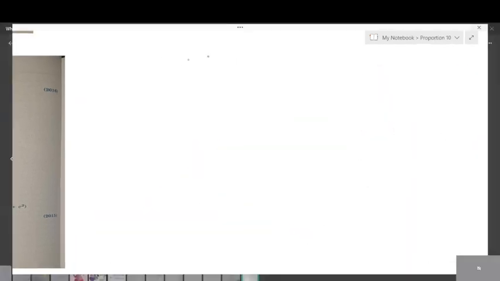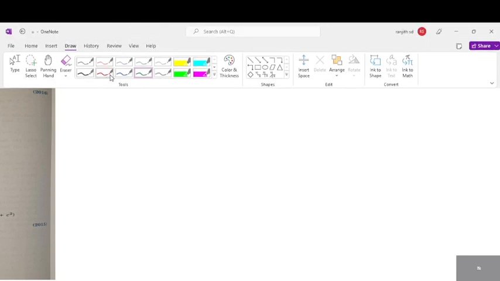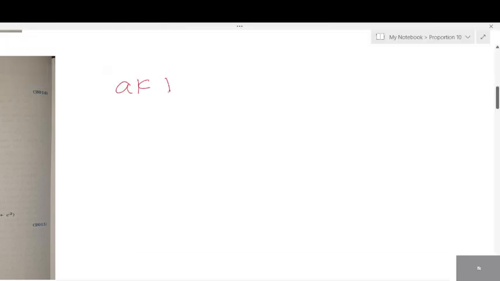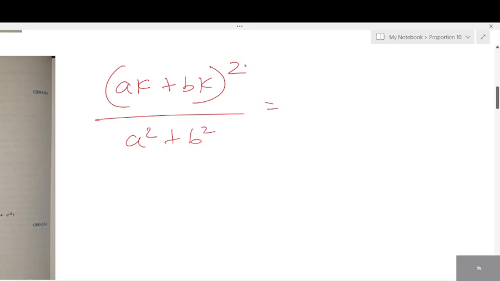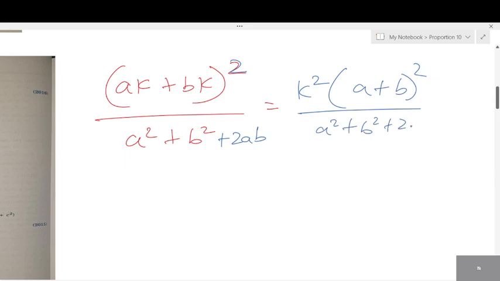Next, you'll get it like this. Once you substitute, ak plus bk the whole square divided by a square plus b square. Tell me what is common in the numerator. Look at the degree. What is common? A square is common. Okay, here you'll get plus 2ab. Yes, tell me students, a square is common. Then in the bracket what do you get? A plus b the whole square, a square plus b square plus 2ab.